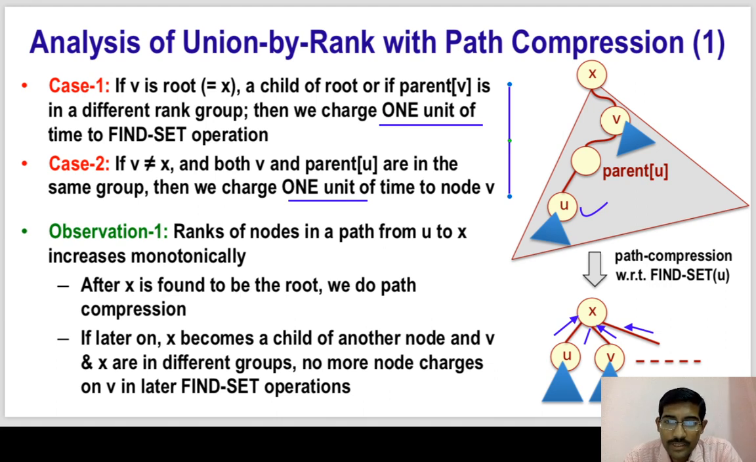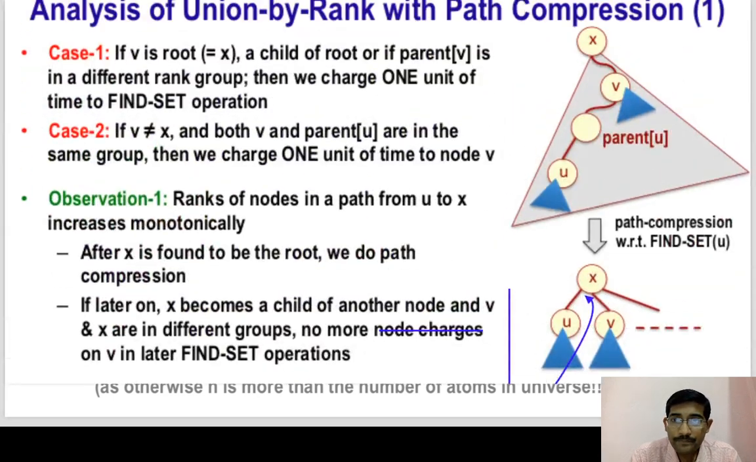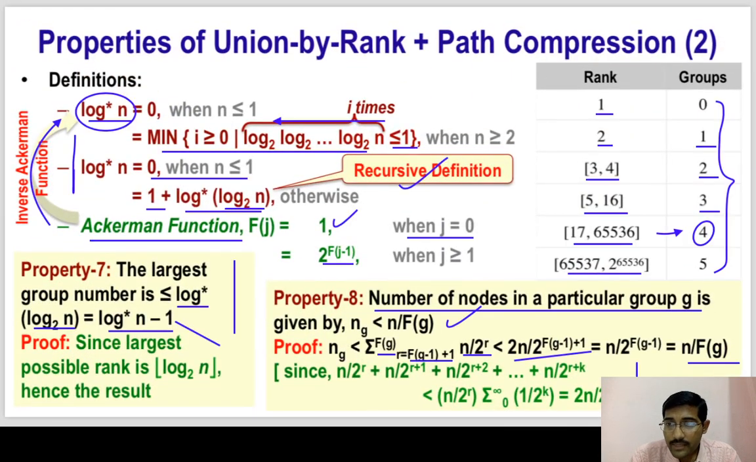Now the observation is that the rank of nodes in a path from U towards X increases monotonically. This you can easily prove as per our prior properties. And once we can prove that, then we can easily see that a node V in group G can be moved within a group Fg minus 1, because you have seen that in a group there are certain ranges of ranks.